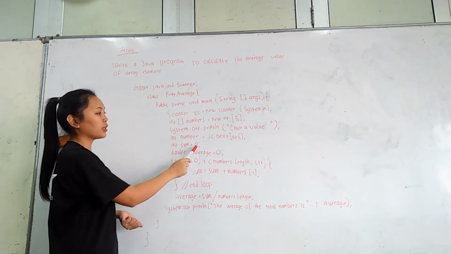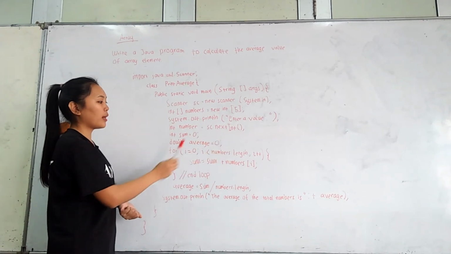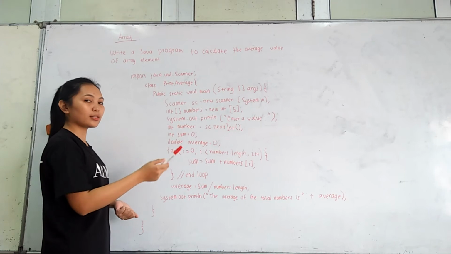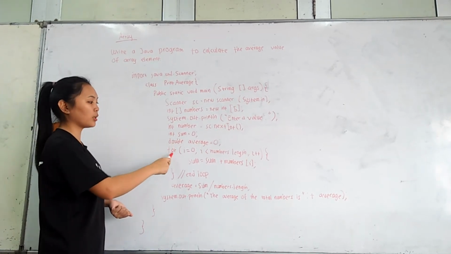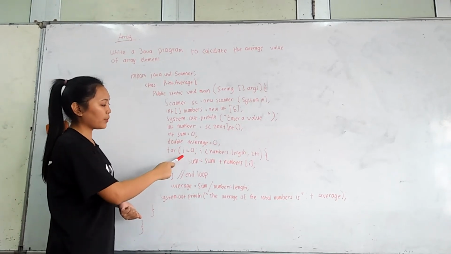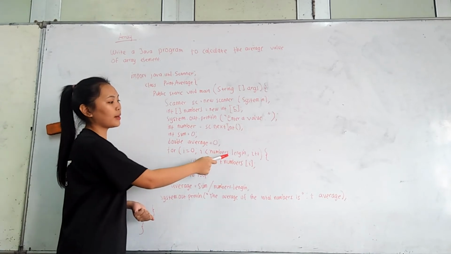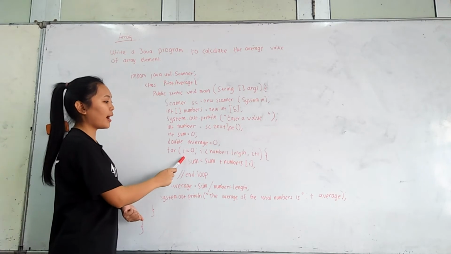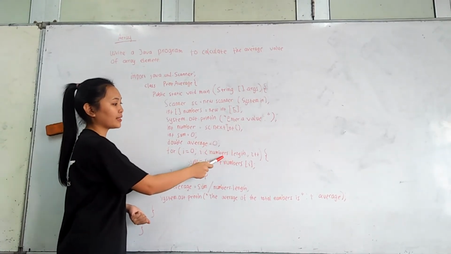int sum = 0; double average = 0; And for the looping, we use for, or for arrays we can also use while. But for this question we're going to use for. So as you can see, for (int i = 0; i < numbers.length; i++), which means i = 0 and i less than numbers.length.